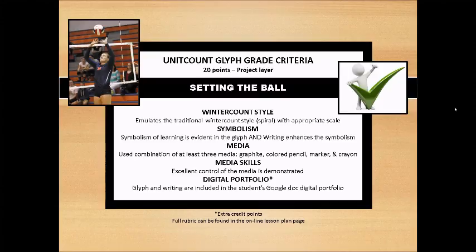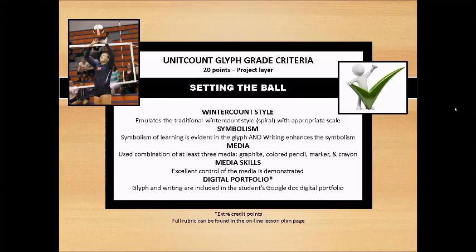You will be doing these unit count glyphs at the end of every unit. One glyph for each unit during the course, meaning you'll end up with at least 5 and maybe 7 or even 8 glyphs by the end of this course. Each of these glyphs will be worth 20 points on the project layer. There are 4 criteria that are worth 5 points each, resulting in the 20-point total for the project.